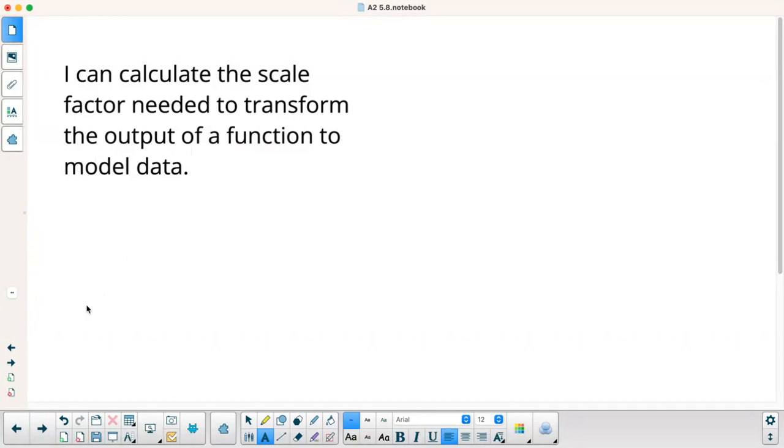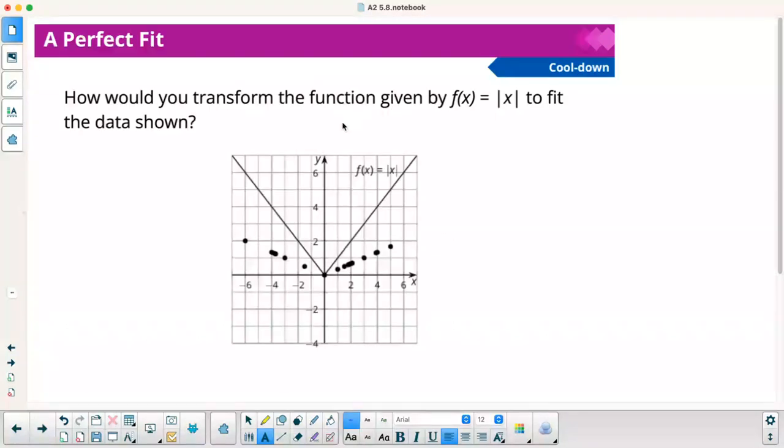Okay. So our goal today was, I can calculate the scale factor needed to transform the output of a function to model data. We did it graphically using graphing technology, and we did it analytically by taking a look at it and setting up a little algebra equation. So how would you transform this function to meet your data there?